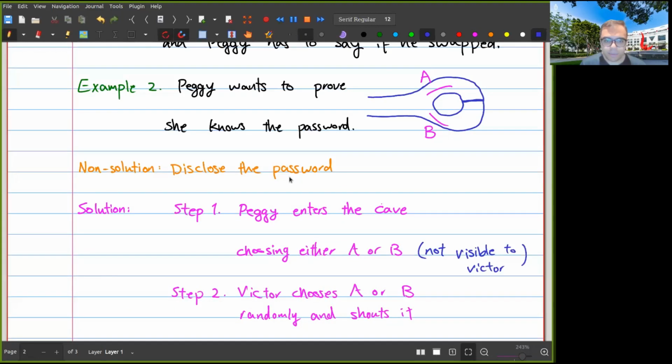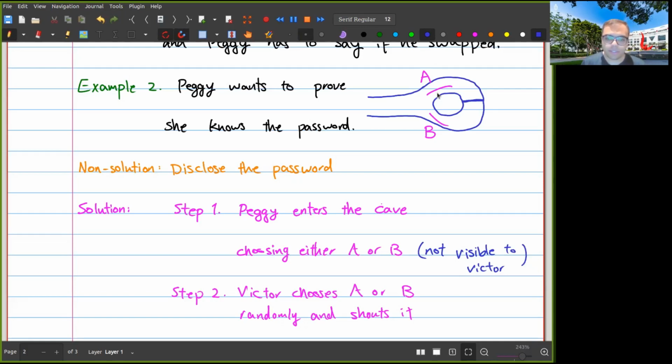Or in this example, suppose that Victor shows again a recording to Sarah, and Sarah sees that Peggy goes inside the cave. And basically, again, when I say recording, I mean a recording of everything that Victor could see. So Sarah sees that Peggy goes inside the cave, and then Victor says which entrance she has to exit, and Peggy always exits from the right place.